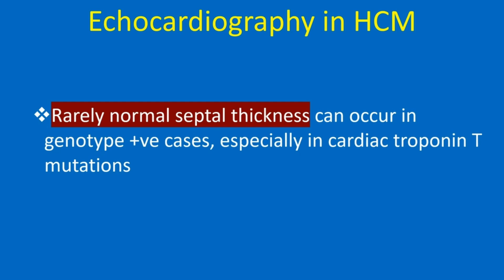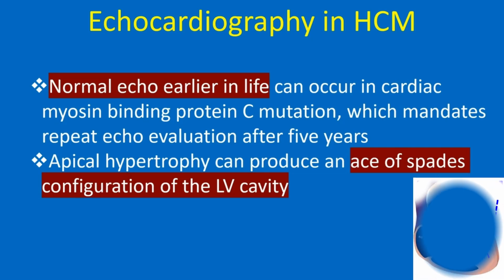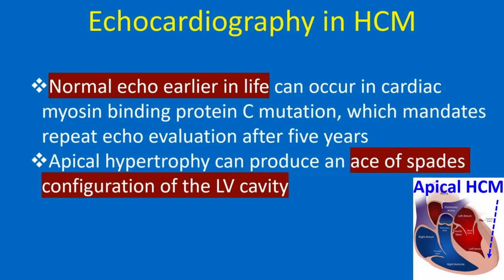Rarely, normal septal thickness can occur in genotype positive cases, especially in cardiac troponin T mutations. Normal echo earlier in life can occur in cardiac myosin binding protein C mutation, which mandates repeat echo evaluation after 5 years. Apical hypertrophy can produce an ace of spades configuration of the left ventricular cavity.